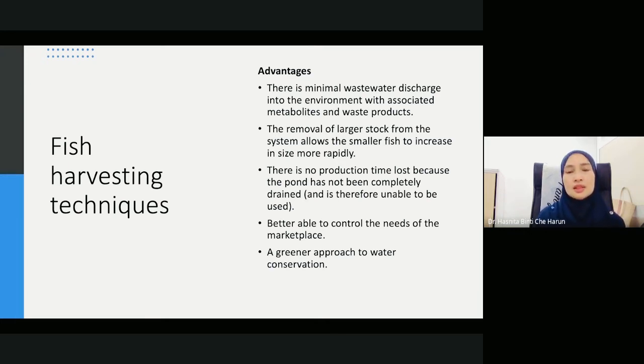Aside from that, you are better able to control the needs of the marketplace because you have a smaller stock to be sold, and it is considered a greener approach to water conservation due to the minimal wastewater discharge.